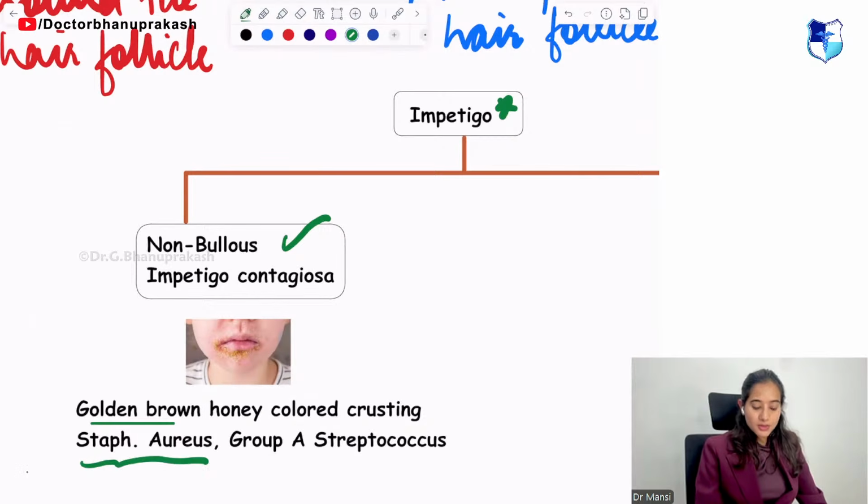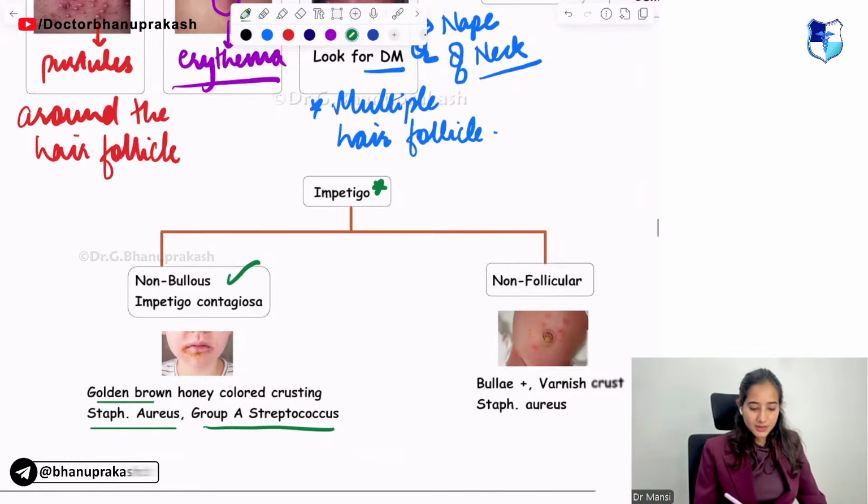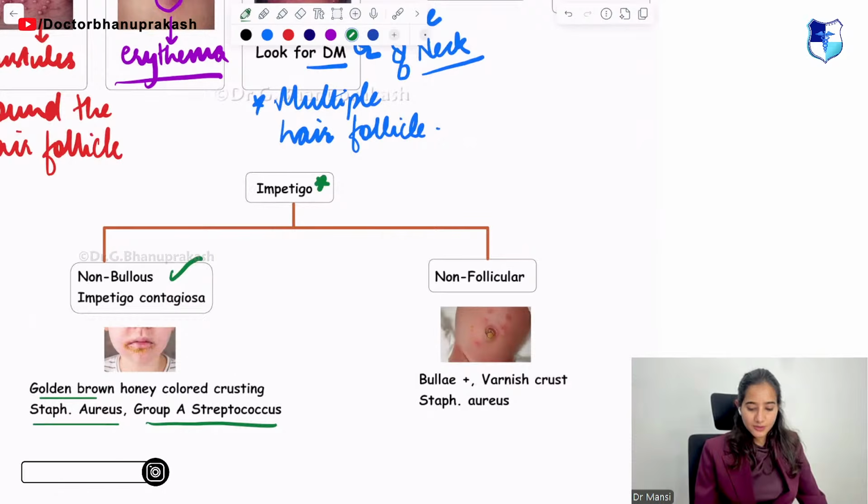And what are the causative agents? Staphylococcus aureus and group A streptococcus. So look for honey-brown colored crusting in them. What happens is the vesicles rupture and then they leave this kind of crusting.